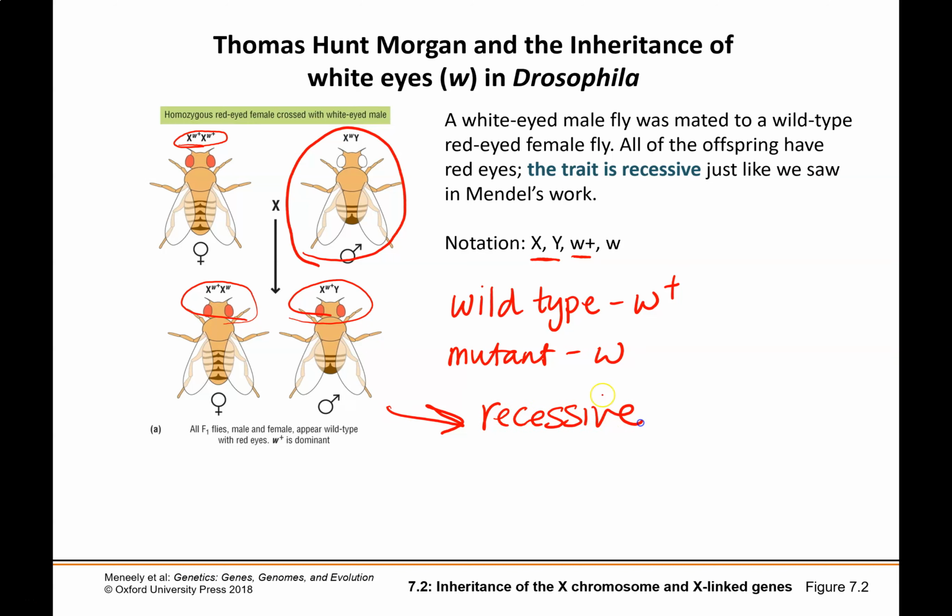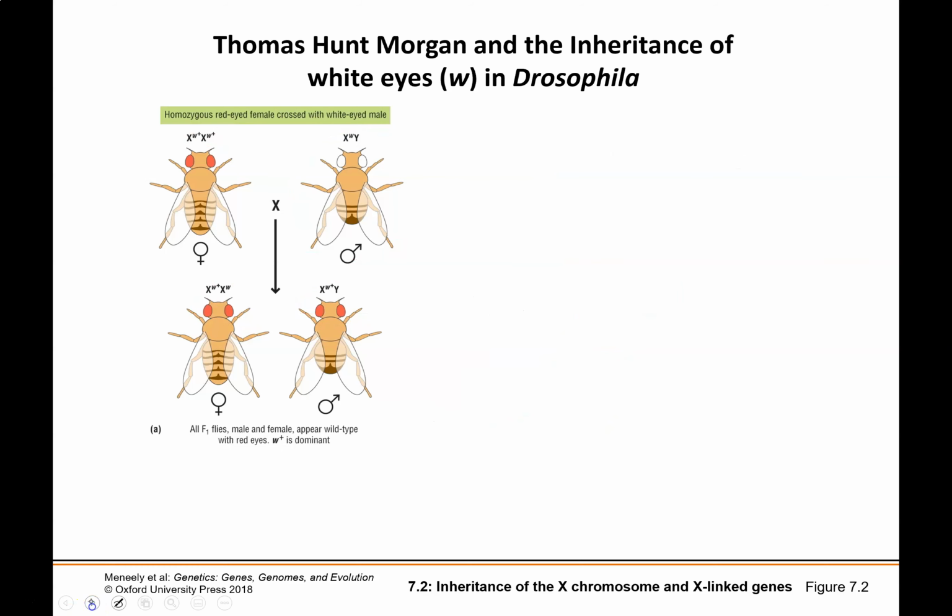If you remember, when we hide the trait in the first generation of offspring, it's being covered up, so it is recessive. So let's look at the cross that he actually did. I'm going to write out the Punnett square. He crossed a white-eyed female with a red-eyed male.